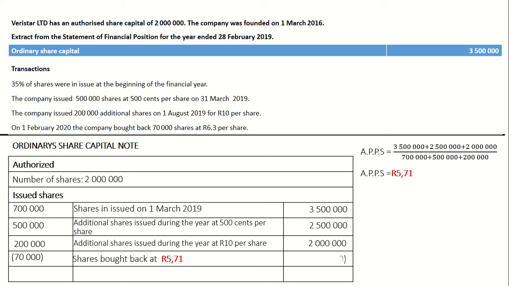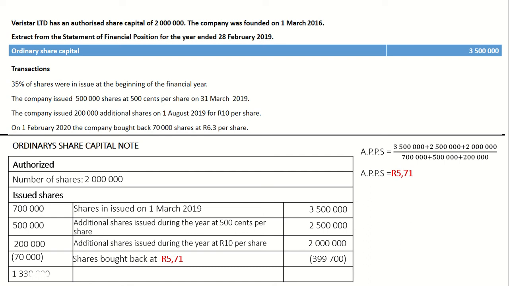70,000 multiplied by 5.71 gives you 399,700. You put it in brackets because it reduces share capital. It reduces the number of shares that we have already issued. Those 70,000 shares will now be part of authorized shares. They're already part of authorized shares, but they will be moved from being issued shares.